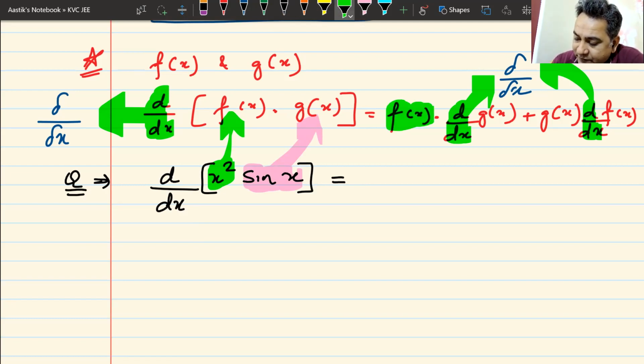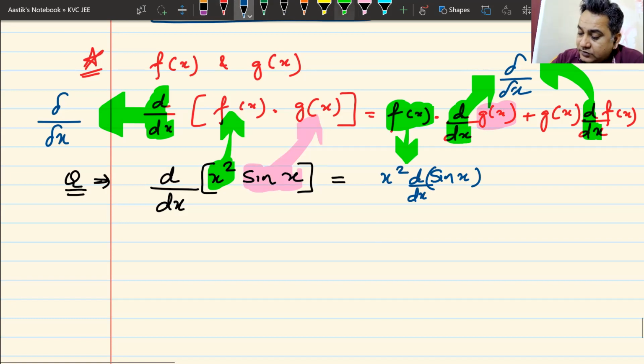It will be the green function, which is your x squared. So I'll just write x squared multiplied by the derivative of g of x. So multiplied by d by dx of sin x. That would be my first term. So this is my green, this is my pink. Here it comes.